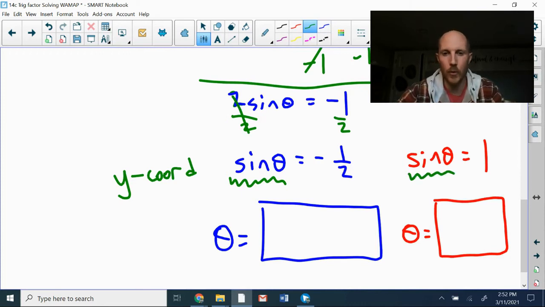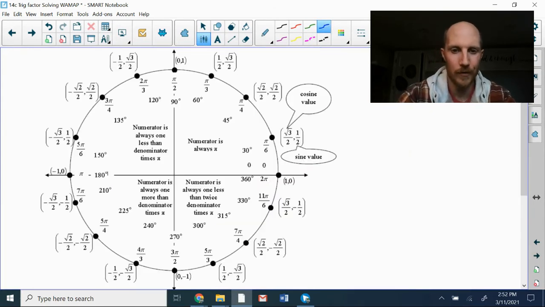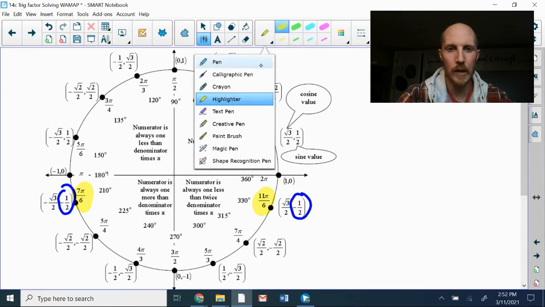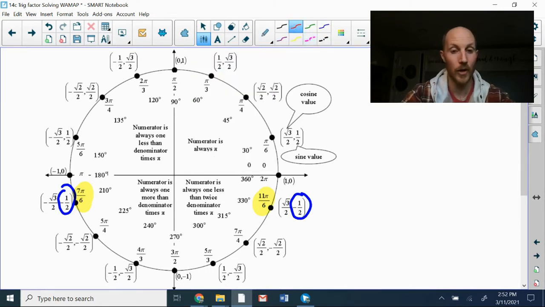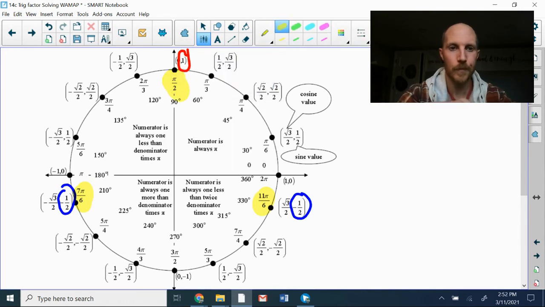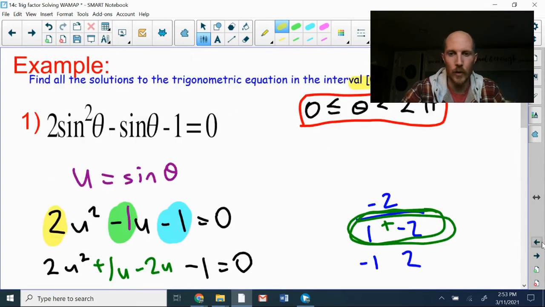Well, let's do the blue one first. So y coordinate negative 1/2. Okay, the y coordinate of negative 1/2. Here's 1 and there's 1. So that'll be 11 pi over 6, 7 pi over 6. The other one from the red equation said that sine of theta equals 1. And so the y coordinate of 1 happens right up here. So that is pi over 2. So let's see if I can remember all of that and write them down. So I got 7 pi over 6 and 11 pi over 6 for the blue one, pi over 2 for the red one.